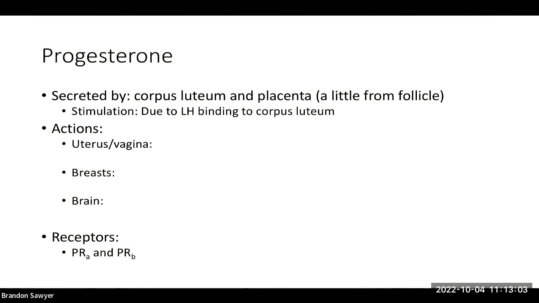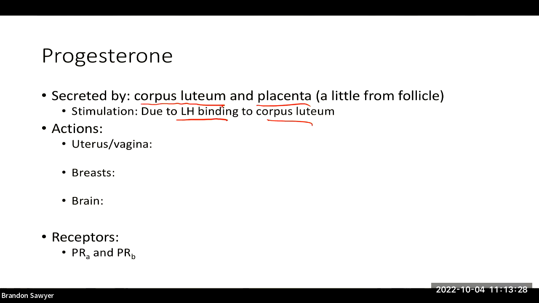So it's secreted by the corpus luteum for the most part, as well as the placenta, and a little even from the follicle before the egg is released. Again, that corpus luteum is just the follicle without the egg. Its release is stimulated by LH binding to the corpus luteum. So again, LH dependent. LH is one of those pituitary hormones we talked about last time.